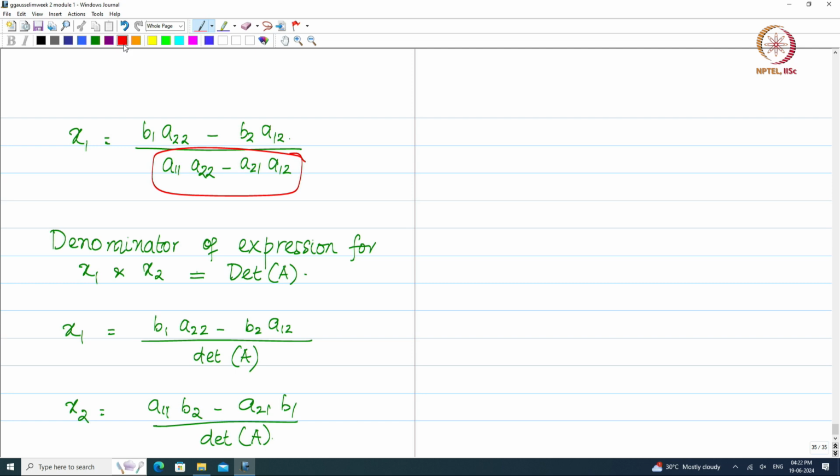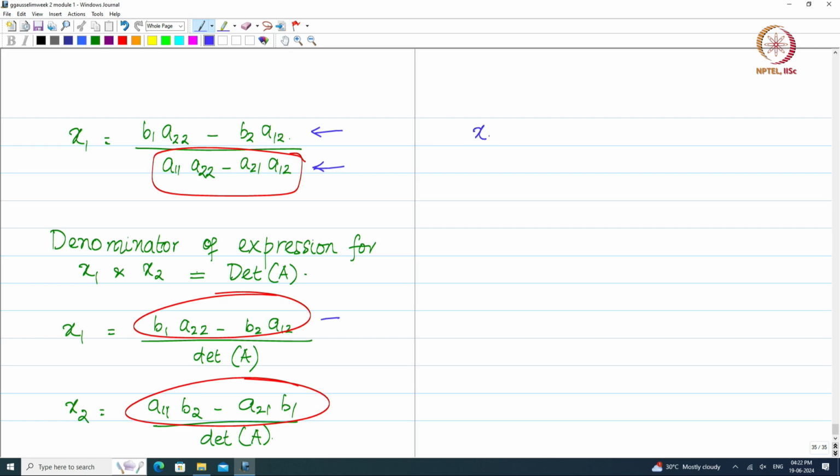Now let us do something very interesting here. Look at the numerator of the expressions corresponding to x1 and x2. It also seems to look like the determinant of a 2 by 2 matrix. The denominator is the determinant of A, but the numerator looks like the determinant of some matrix where the second column of the matrix A is retained, but the first column seems to be a bit different. Let us see what that is.